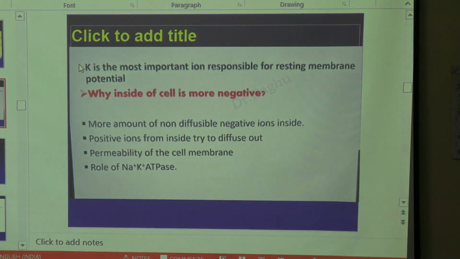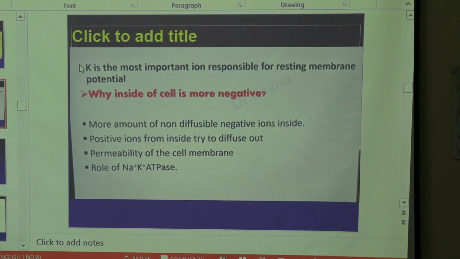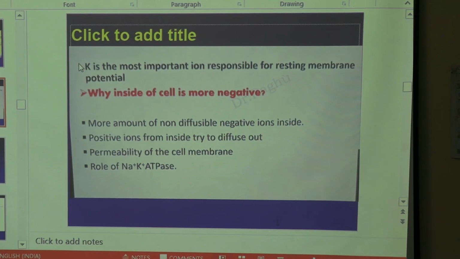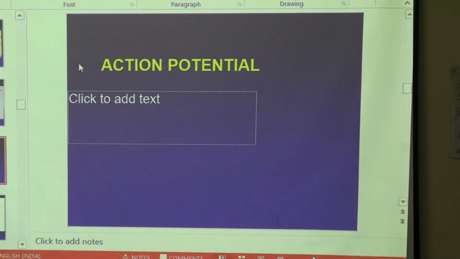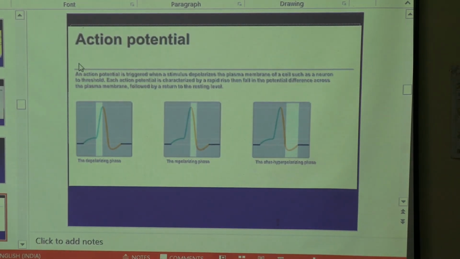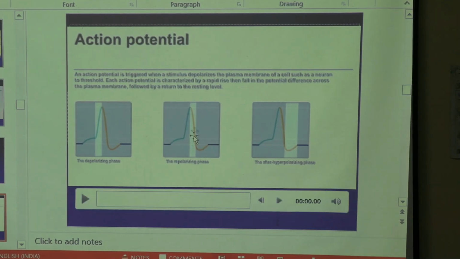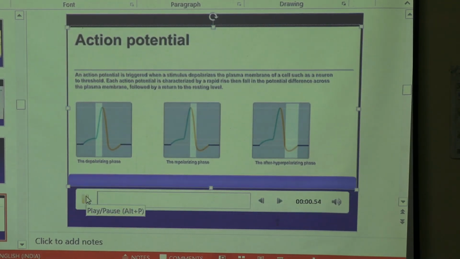the main points. Why is the inside of the cell more negative? These are the causes. More amount of non-diffusible negative ions inside. Second, positive ions from inside try to diffuse out. Permeability of the cell membrane: different permeability for different ions and the role of sodium potassium. So they are contributing to the development of negativity inside. And now this is the last thing. You see how action potential is developed. Then you go for the exam.